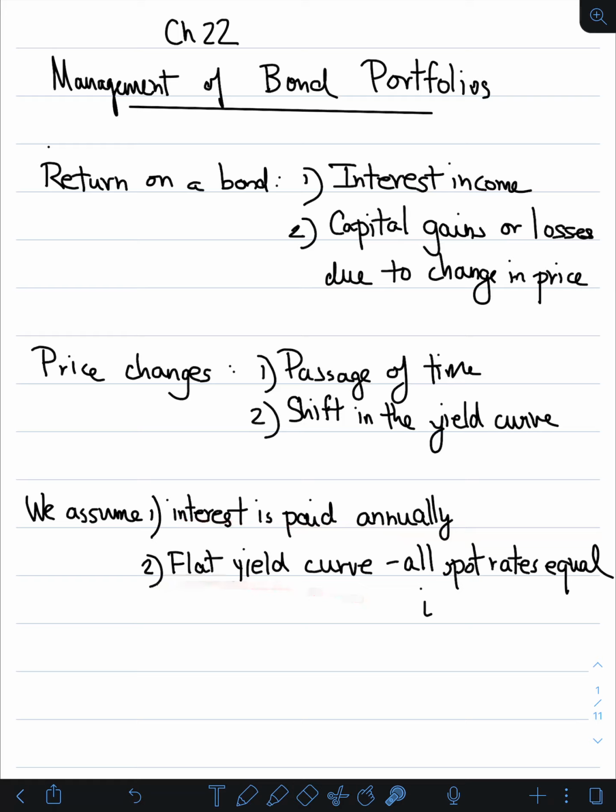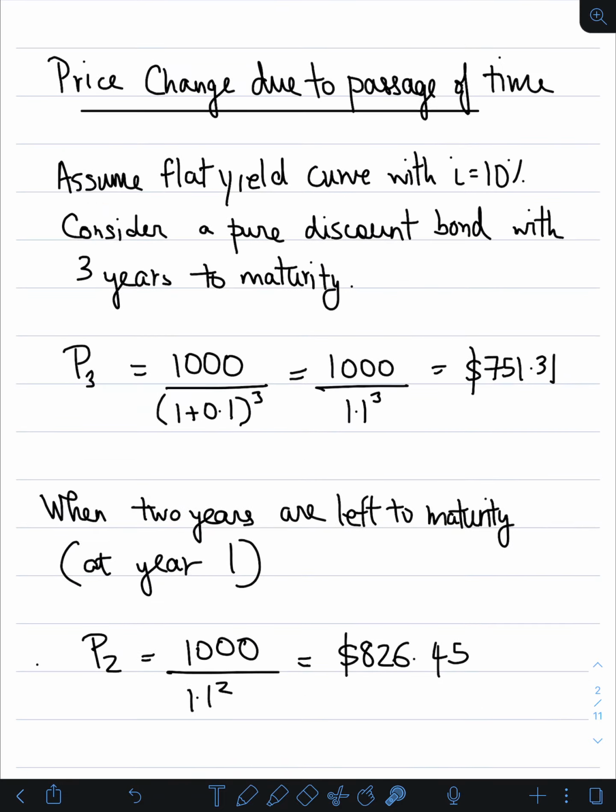Usually yield curves are either trending upward, or if they're inverted, they trend downward. If it's a normal yield curve where the interest rates tend upward, as the maturity increases, as we get to a longer and longer term bond, the yields increase as well. But we're assuming a flat yield curve, which means it's just a straight line. The interest rates are the same no matter what maturity we have.